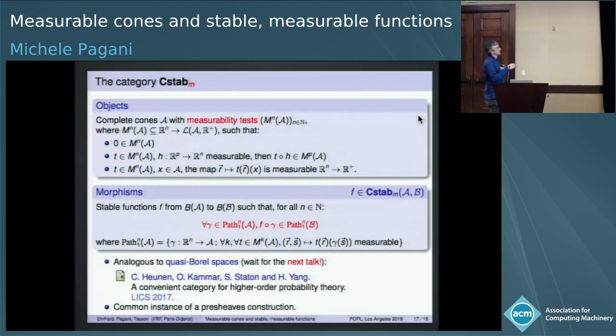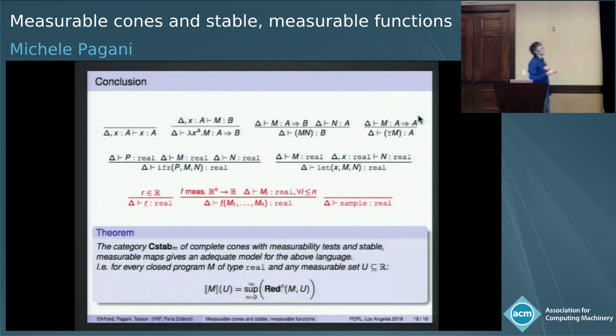Now, this structure here is very similar to what you can find in the Kasi-Borre spaces semantics that has been introduced last year in the Leaks paper that probably will be used by the next talk. And it is a common instance of a general categorical construction that you can use when you have a first-order notion, that of measurability, and you want to lift it to higher order. Okay? So here there is nothing original from our point of view.